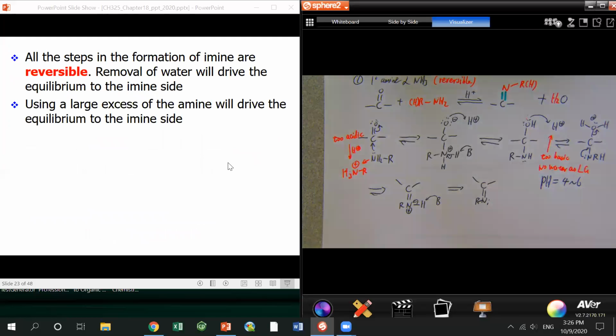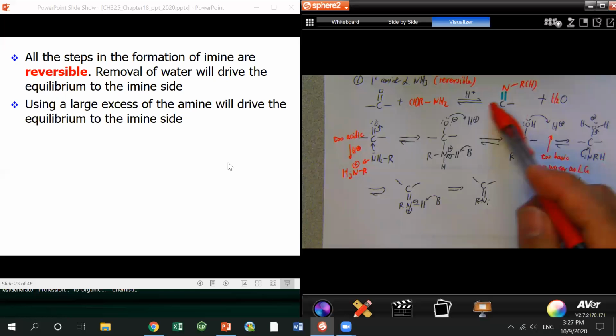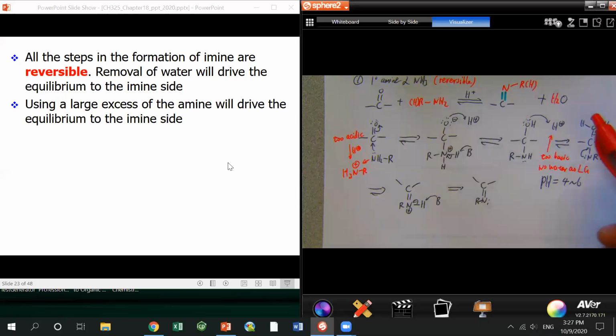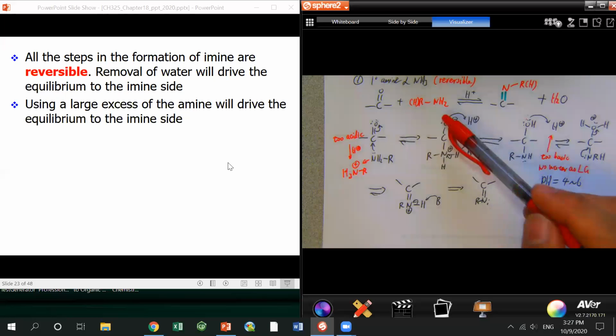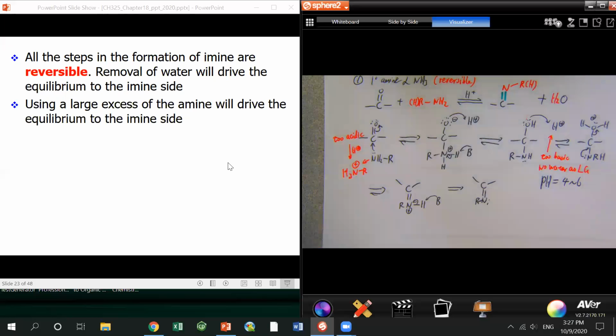Here I just show you the whole reaction is reversible. If you want to push the reaction toward the imine, make sure to remove the water. One way to remove the water is to add a drying reagent, like molecular sieves, to trap the water. In this case, removing one product shifts the equilibrium to the right. Another way is to add a large amount of the amine or ammonium, which also shifts the equilibrium to the imine side.